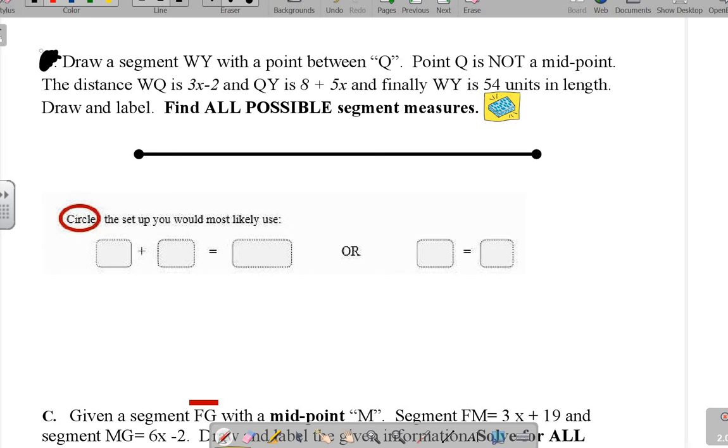Just watch the fingers. So just read and label. I didn't ask you to solve yet. Read and label, folks. You're not solving yet. I'm going to do it with you. You're not solving yet. You're just labeling.